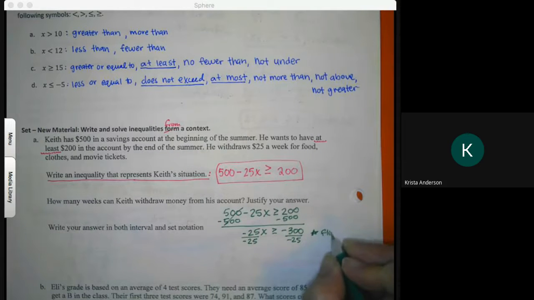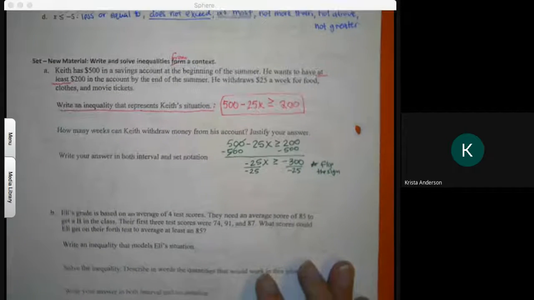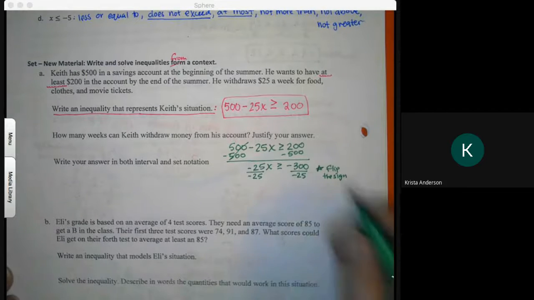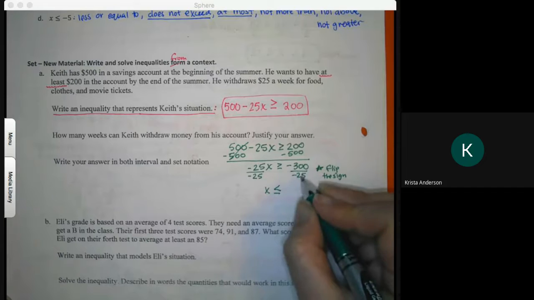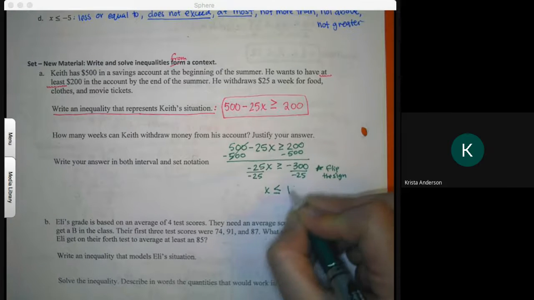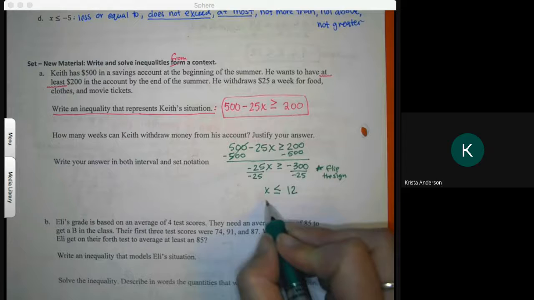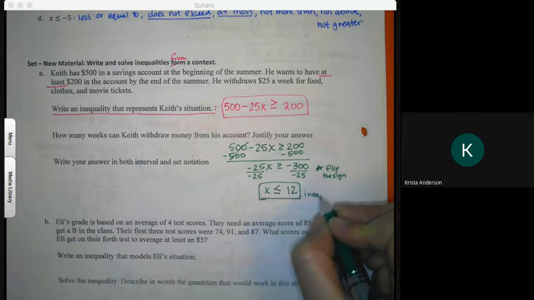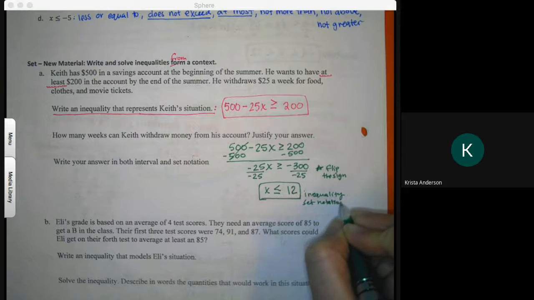I need to remember to flip the sign. Why do I flip the sign in this case? Exactly. When I divide by a negative number, flip the sign. Good. X, I flip my inequality sign. Negative 300 divided by 25 is 4 times 3 is 12. This is my inequality or set notation.